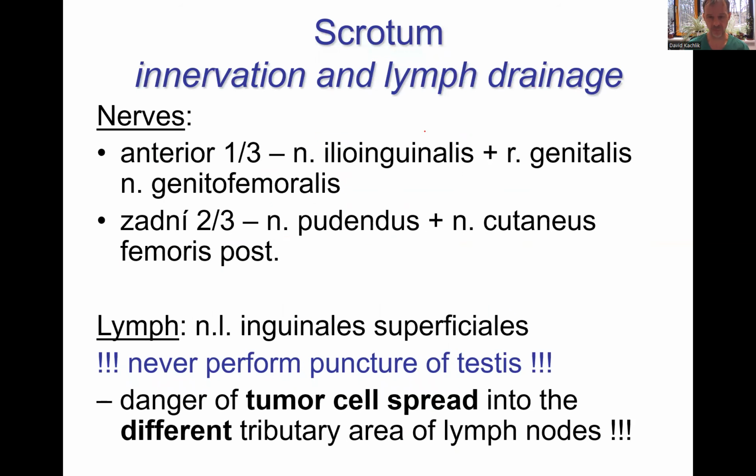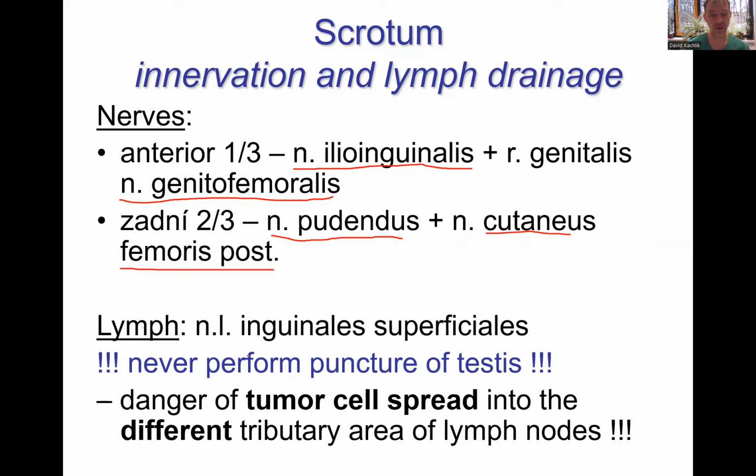The innervation comes ventrally from nerves in the inguinal canal, so it's the ilioinguinal and genitofemoral nerves, but the majority comes dorsally from the sacral plexus, from the pudendal nerve, and also, close to the perineum, from the posterior femoral cutaneous nerve and its perineal branch.